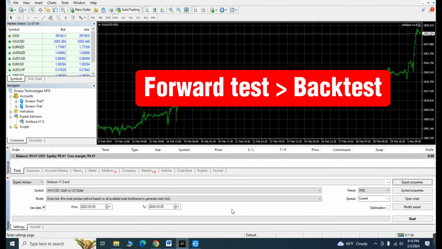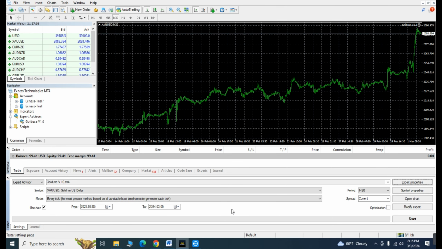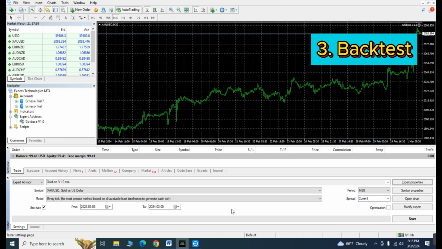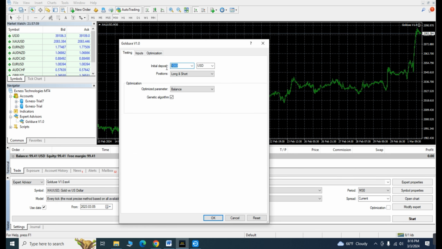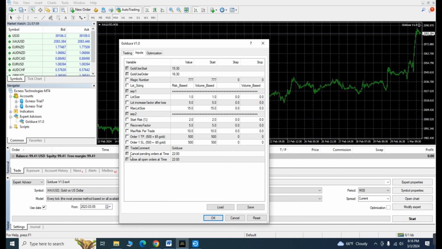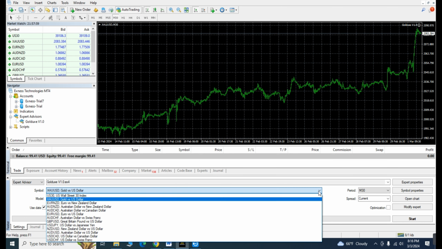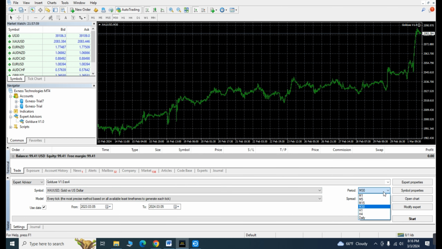While forward test reigns supreme compared to back test, let's do a backtest anyway. The backtest is for one whole year. The initial deposit is $1,000, and I am using the default settings. The trading pair is gold and the time frame is 30 minutes.